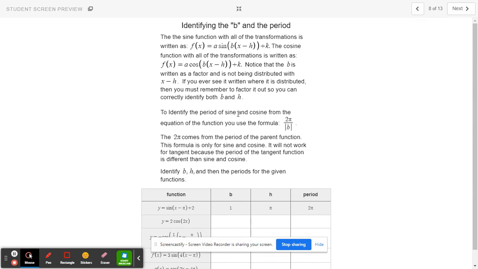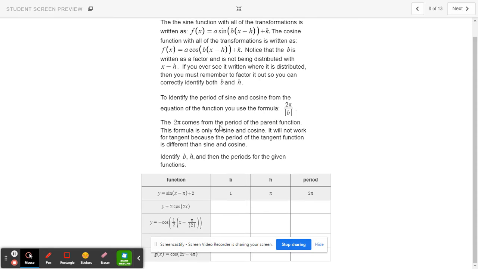All right, and then for your notes, this was on the other form as well. To identify the period of a sine and cosine from the equation of the function, you use the formula 2 pi divided by the absolute value of b. You should have already written that down from the previous slide. Where's the 2 pi coming from? That's the period of our parent function.